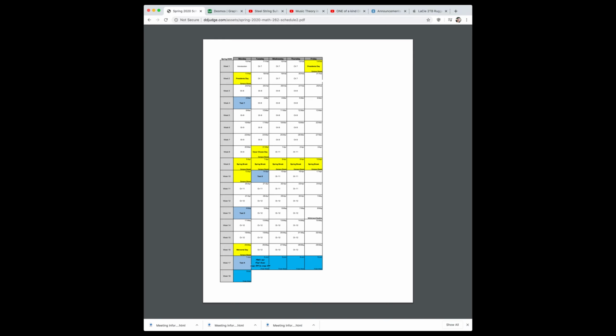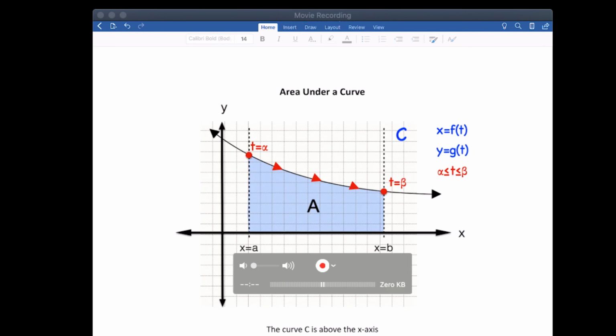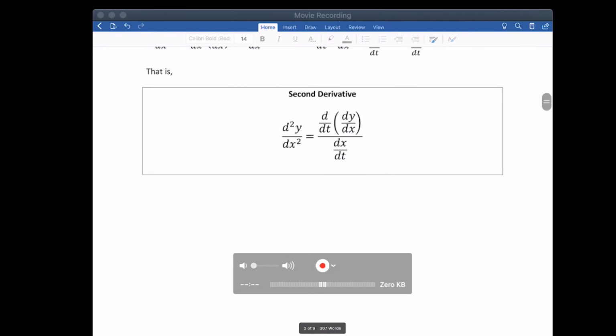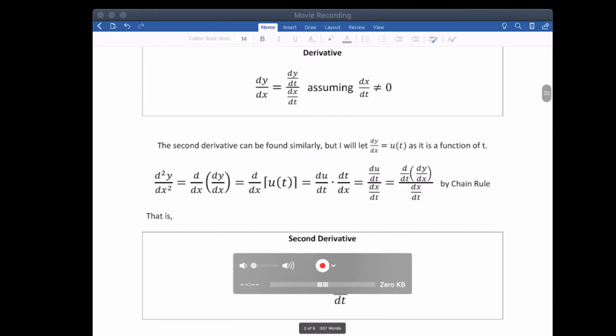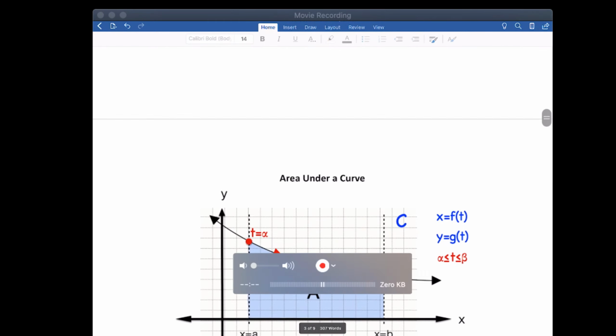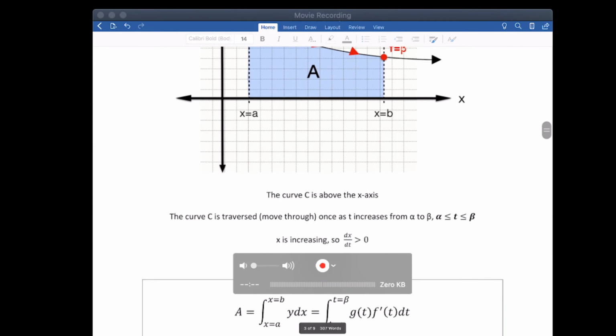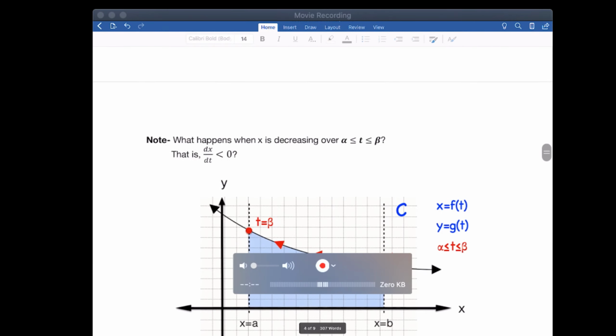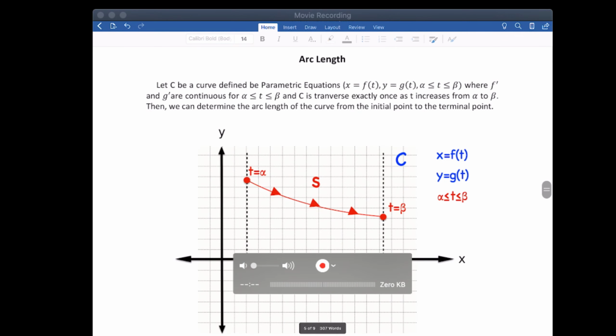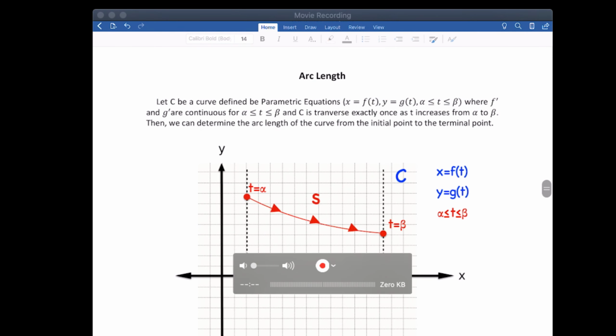So let's go to the iPad, and I'm going to draw up some of the notes that I created for you. What came next is area after the second derivative. We even now have area under a curve, but I usually save that for last. So I'm going to go to arc length here. You know where to find the notes already, since we've been doing this for quite some time. Okay, we're at arc length here.